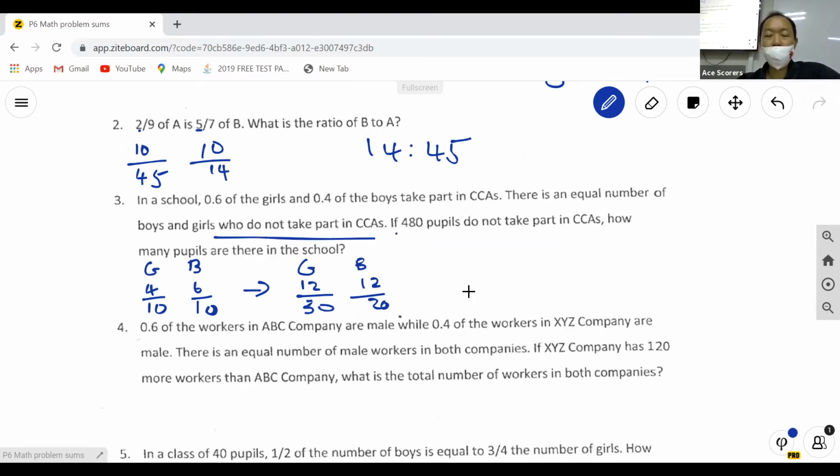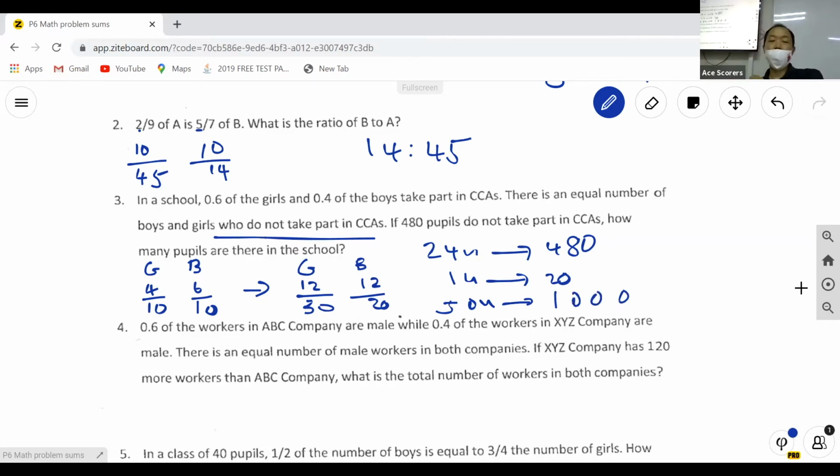Right, so the question is 480 pupils do not take part. That means 12 plus 12, which is 24 units. So 24U represents 480 students. So 1 unit is 20 students. How many pupils are there in the school? So the number of pupils is 50 units, it's 1,000. Right, so there are 1,000 pupils who are in the school.